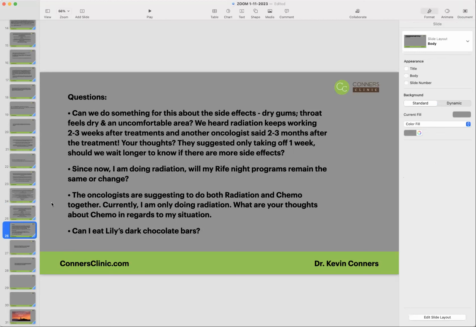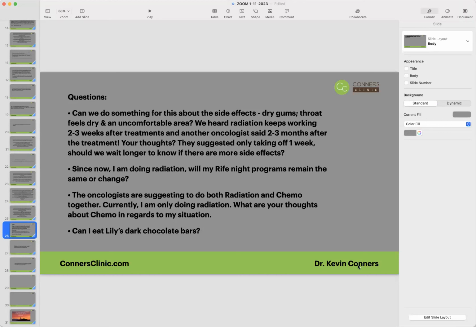Okay, so this person had a long question, but it was just stating some of the things that they're doing. And then they said, can we do something about the side effects of dry gums? This is side effects from radiation. So this person was doing radiation on a tumor on their neck. And the side effects are, of course, damage to the organs. So dry gums, dry mouth, throat feels dry, uncomfortable. What do you do with the side effects of that?